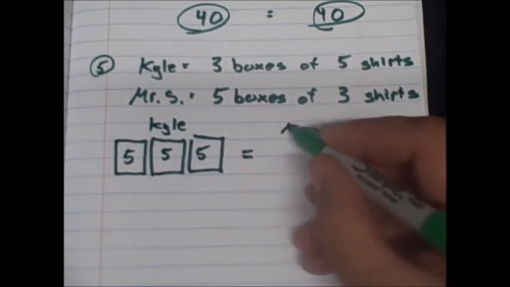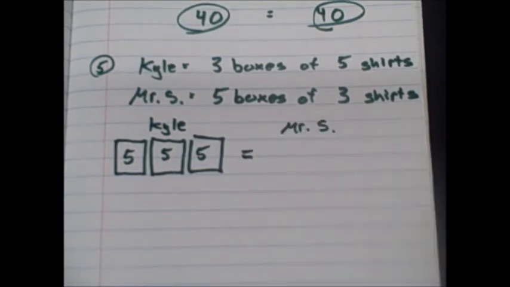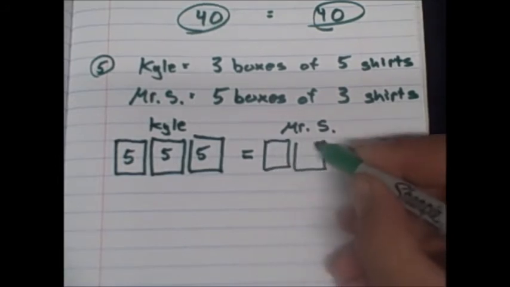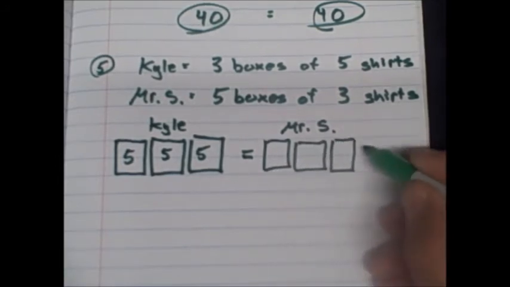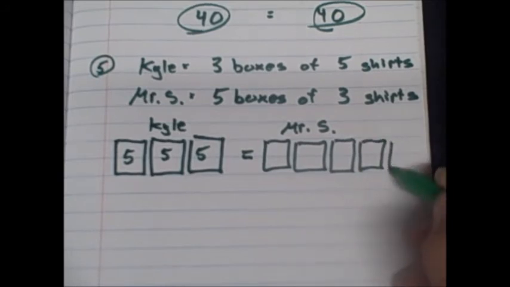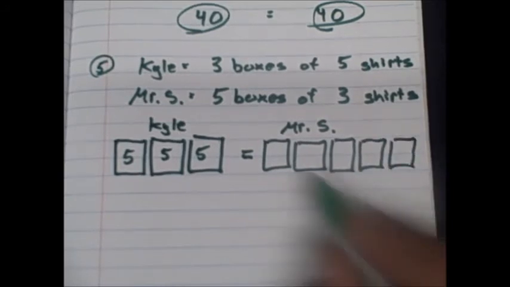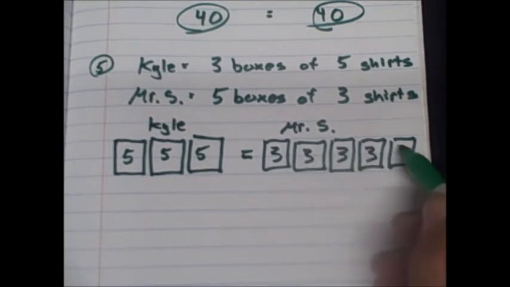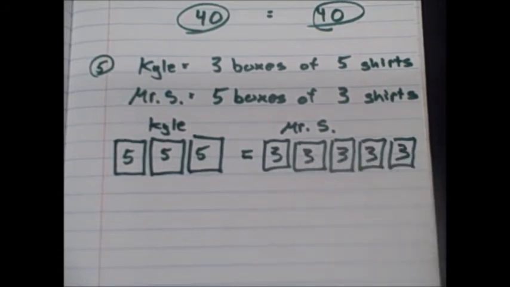And then it said Mr. Shaler, he has 5 boxes. So I'm going to just draw 5 squares. And each of his 5 boxes have 3 shirts. So who has more? Well, the answer is they have the same amount.